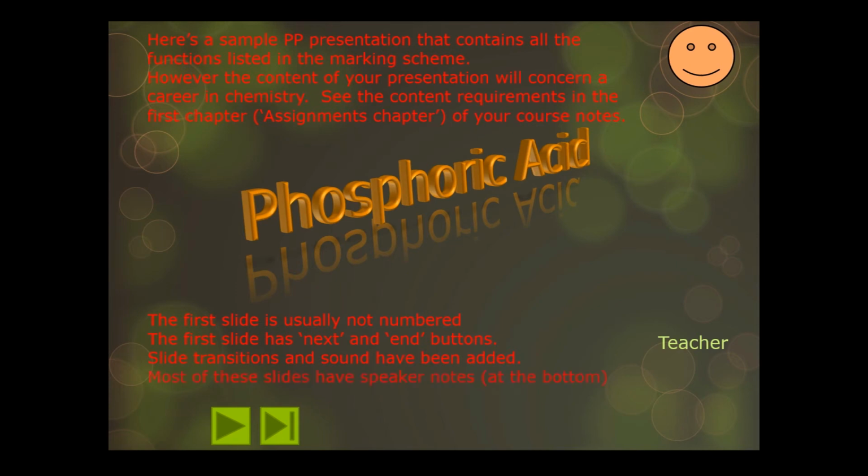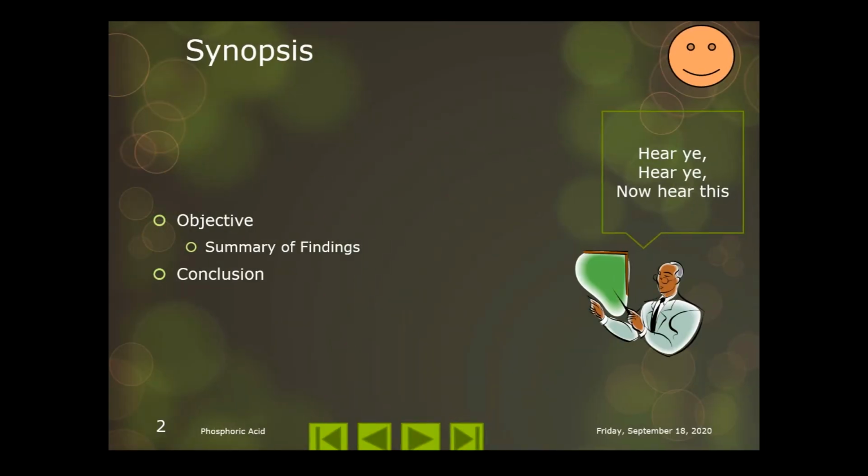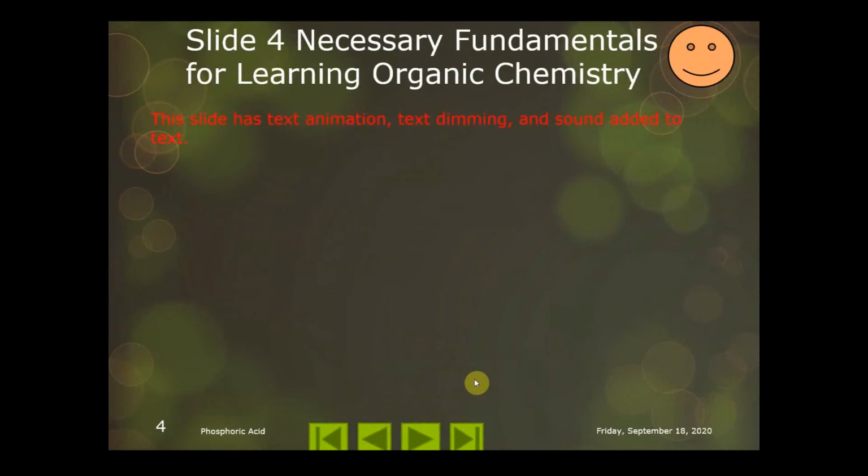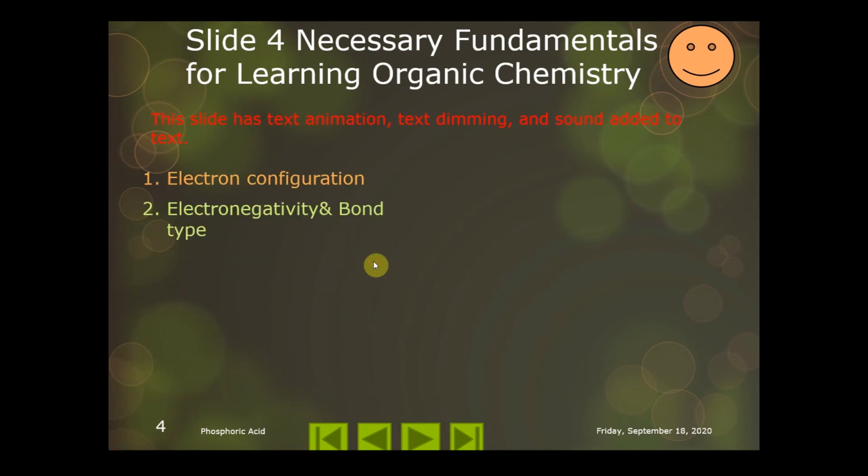Transitions and sound have been added. And most of these slides have speaker notes at the bottom. So this is slide number 2. Notice it's numbered. Slides should have 4 hyperlinks: first, previous, next, and last. Notice the slide transition. This slide has text animation, text dimming, and sound added to text. So there's text animation and sound added to text.